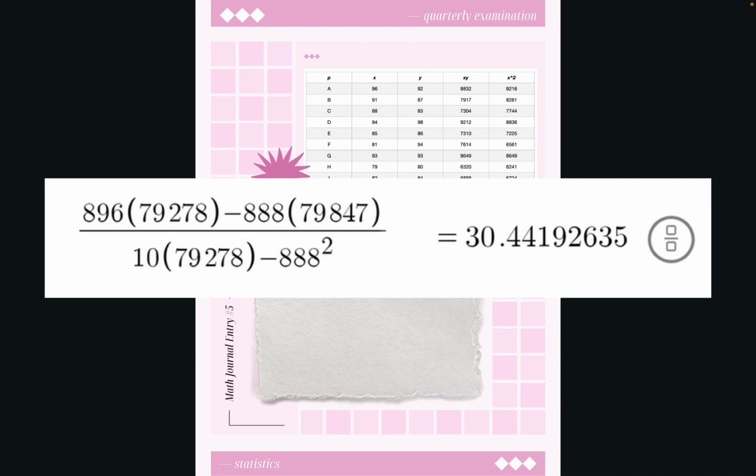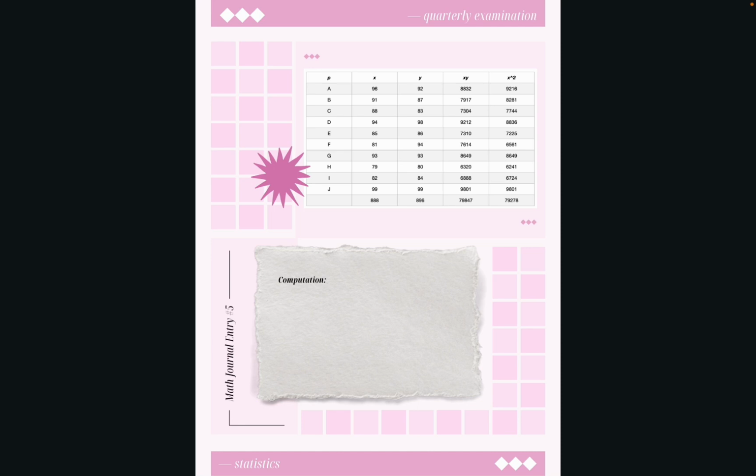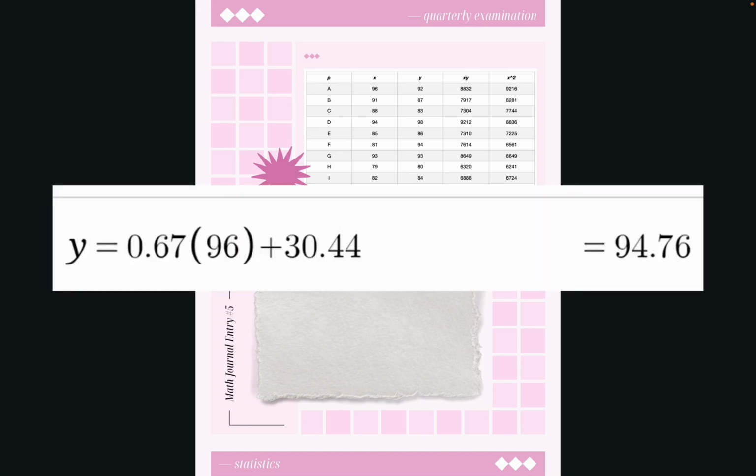A is 30.44 and b is 0.666 or 0.67. So we supply it to y equals bx plus a and use 96 for x. So y is equal to 0.67 times 96 plus 30.44, which is equal to 94.76.